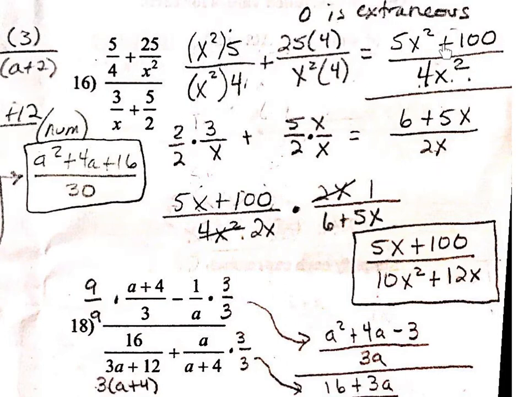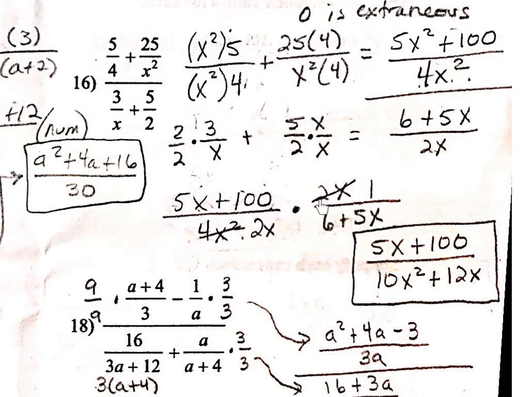Now, this fraction divided by this fraction is our next step. So we have to flip this one over because we have to multiply by the reciprocal. So we have 5x plus 100 over 4x squared, times 4x squared, and then times 2x over 6 plus 5x. Now this 2x and this 4x squared can reduce.